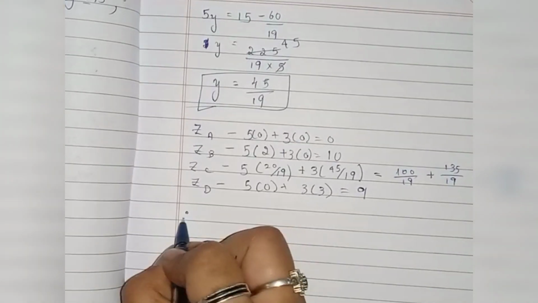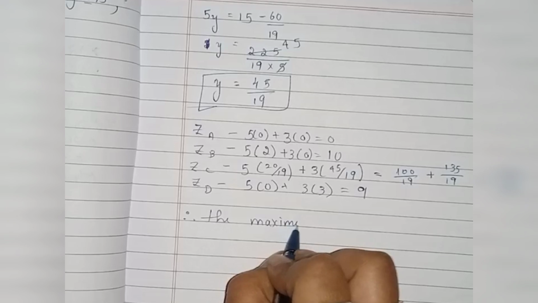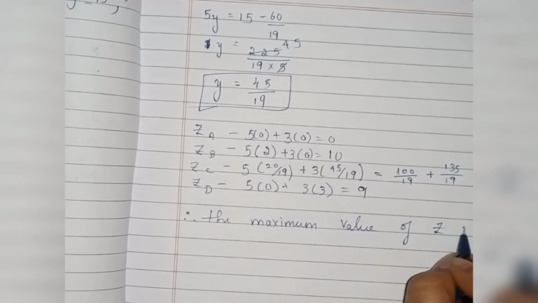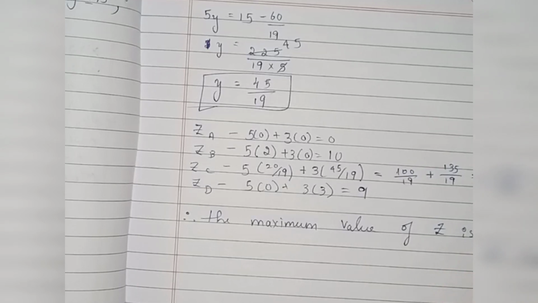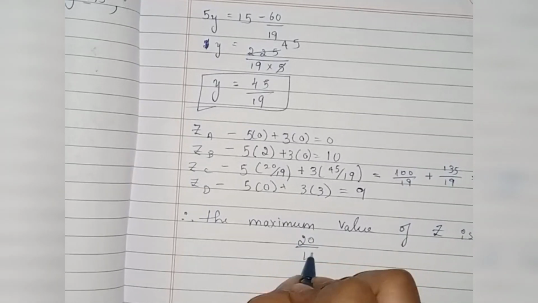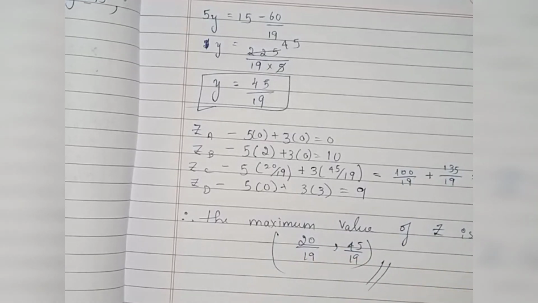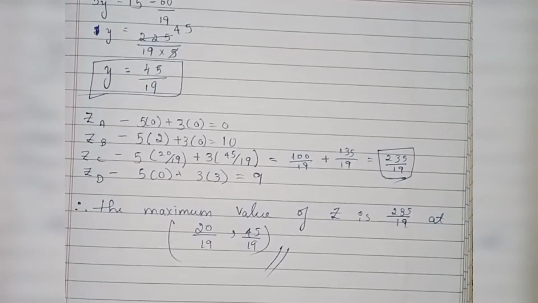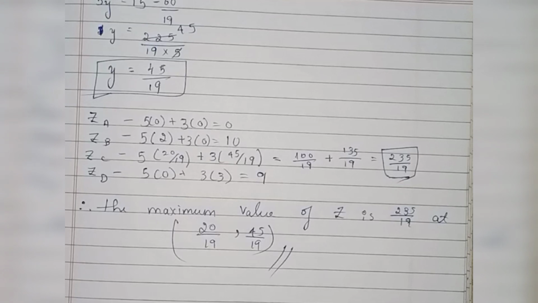So therefore the maximum value of z is 235 by 19 at (20 by 19, 45 by 19). We have found the answer for the third question. Now we are going to do the fourth question.